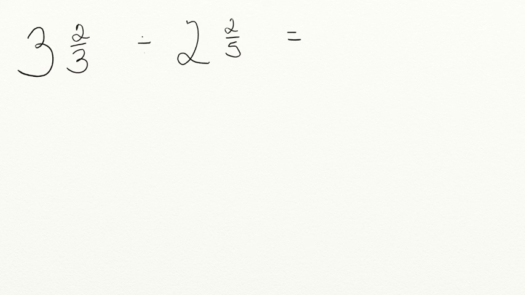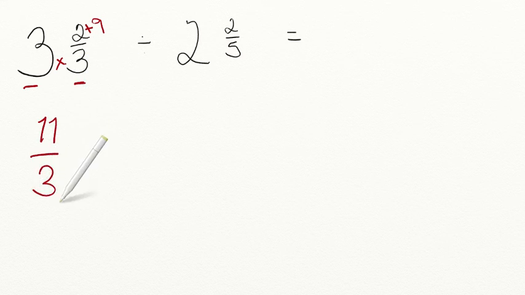Let's practice what we have learned by dividing 3 2/3 divided by 2 2/5. So these are both mixed numbers, so we need to convert them into improper fractions. To do that, let's practice our multiplication strategy. Our first step is to multiply our whole number times our denominator. 3 times 3 equals 9, and then we add that to our numerator. 2 plus 9 equals 11, and we keep our denominator the same, thirds.